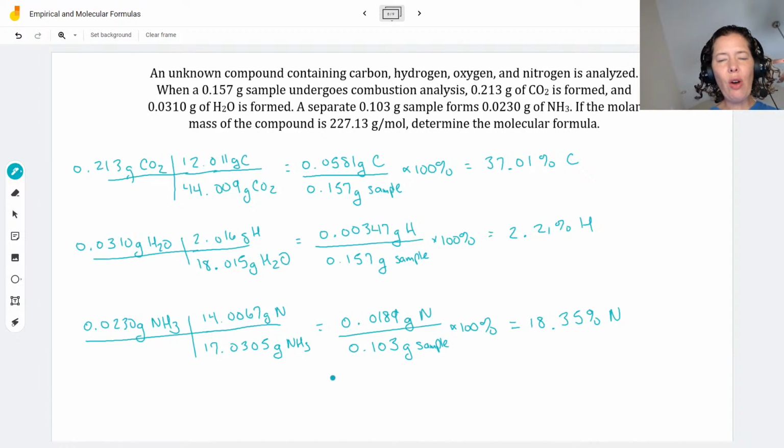All right, so our final percentage is just oxygen, and this one thankfully is our easy one. So percent oxygen is just going to be the difference from 100%. So here's our carbon percentage, our hydrogen percent, and our nitrogen percent. And that gives us 42.43% for oxygen.